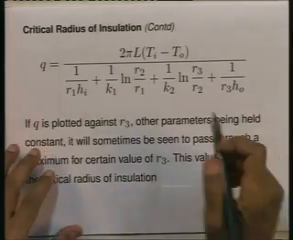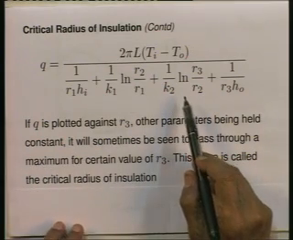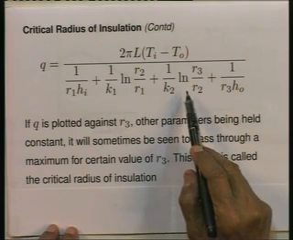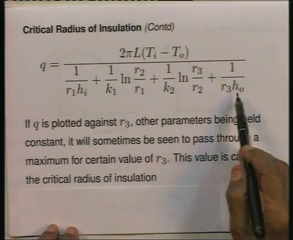Now, why does this happen? It is very easy to see if you look at the expression for Q. Let us go back to that. The expression for Q has two thermal resistances right here. One is the thermal resistance associated with the insulation, the other is the thermal resistance associated with the heat transfer coefficient on the outer surface.